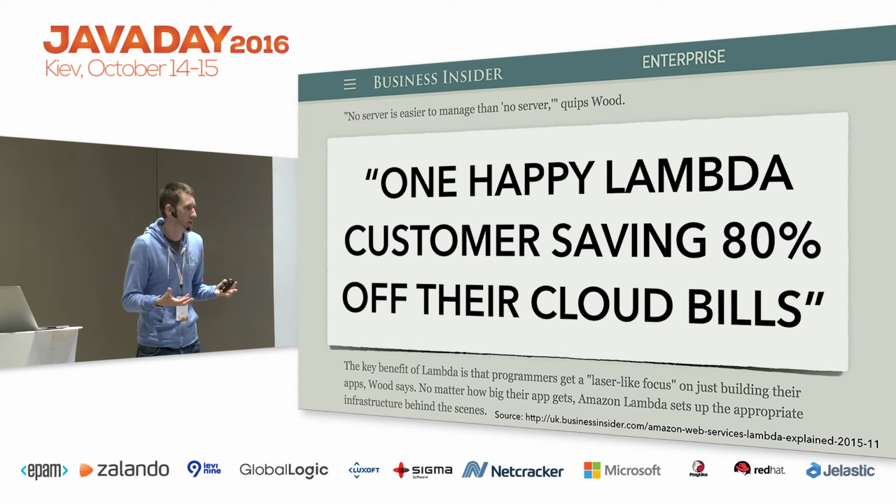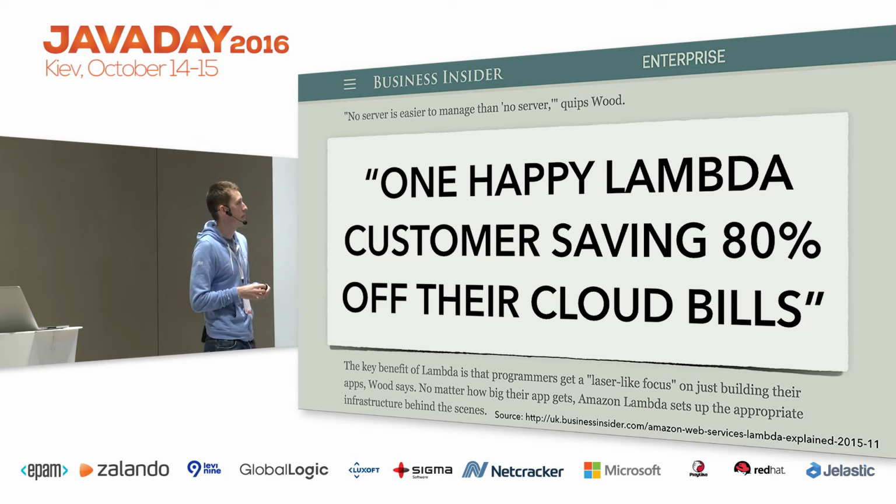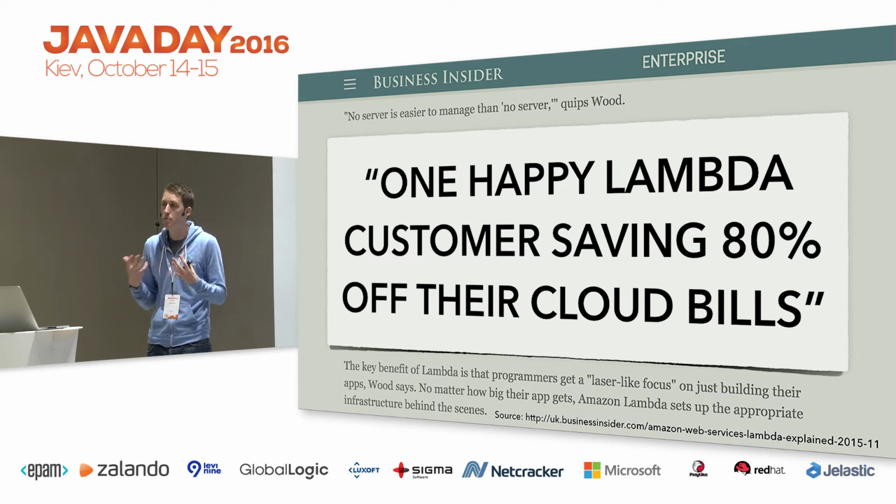So they heard about this Lambda thing, and they decided to rewrite it as a set of stateless microservices. What they found is that at the end of the month, their monthly bill had dropped by 80%. It went from thousands of dollars a month down to just a few hundred, because now they only pay for resources when they're actually using them to process logs. They didn't have these VMs idle waiting for traffic to come in.